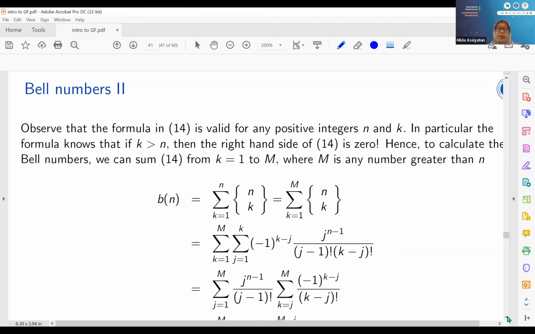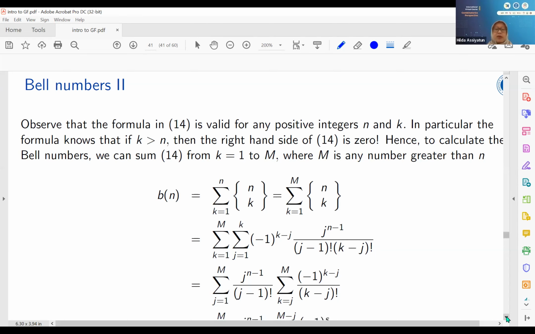Okay, so by definition, this is the Bell number, the sum of the Stirling numbers from k equals 1 up to n. Because the formula is so smart, now we can change the upper bound to m, where m is any number greater than n, because the formula will know. So we change the upper bound of the summation.